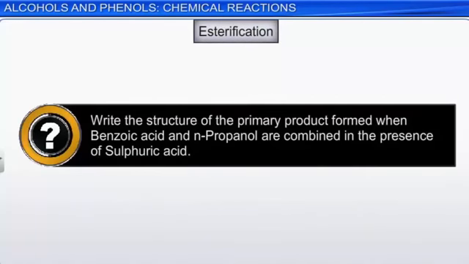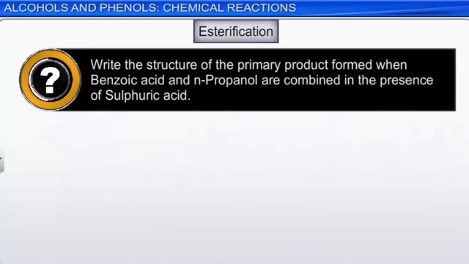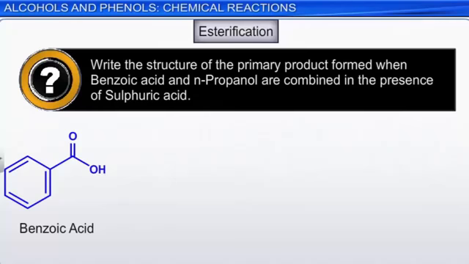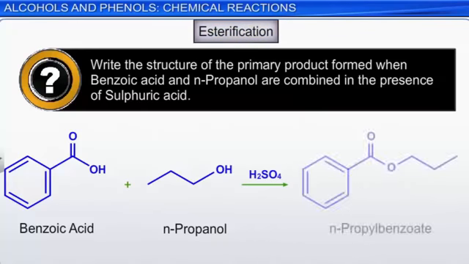Try to work out this problem on your own before continuing. Write the structure of the primary product formed when benzoic acid and n-propanol are combined in the presence of sulfuric acid. Start by drawing out the structures of the reactants. You should recognize this as an esterification reaction. Propyl benzoate is the main product of the reaction.